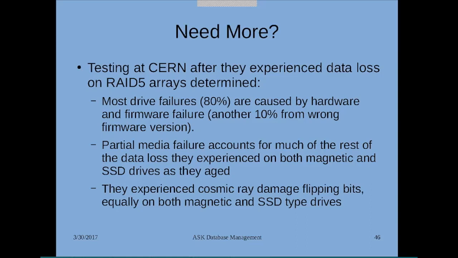Partial media failure, they found, accounted for almost all of the other 10% of the data loss that they were experiencing, and that percentage was the same whether the drives were magnetic or SSD. As the drives aged, they started to lose bits. They also decided there was a small amount of data that they were losing on perfectly good brand new drives, and they attributed that to cosmic ray damage. That cosmic rays were penetrating the drive casing and flipping bits on the drive, and that was causing garbage.